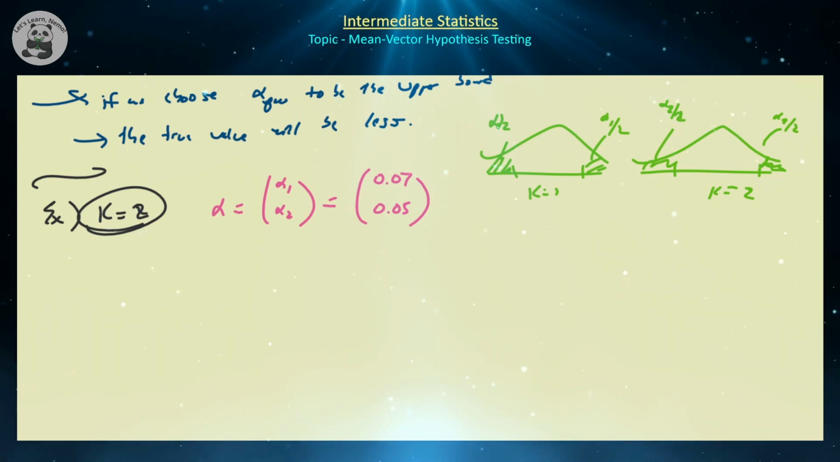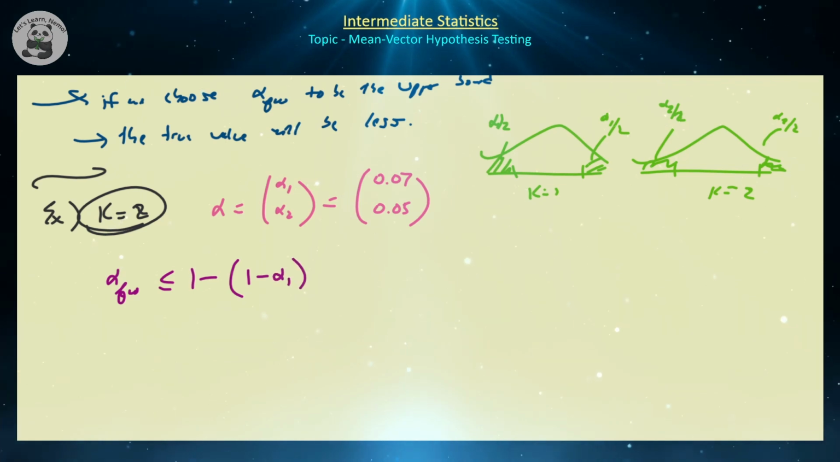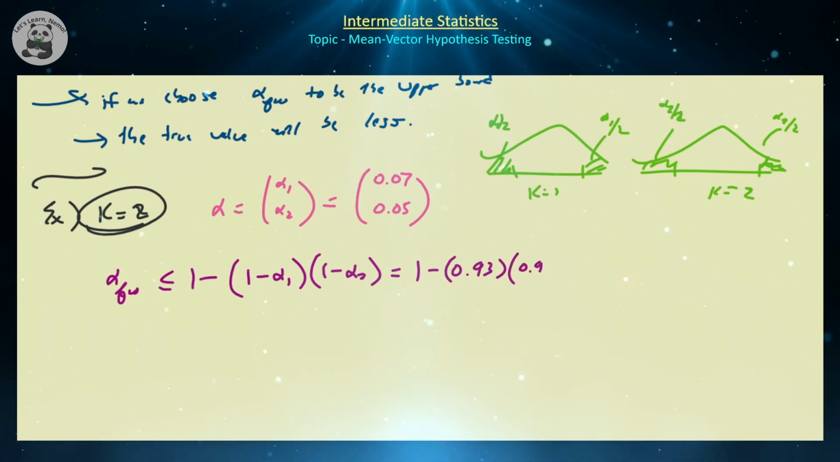So what we're going to do is inflate that alpha value and do a more conservative hypothesis test. We know that the family-wise alpha value is going to be less than or equal to 1 minus the product of 1 minus alpha 1 and 1 minus alpha 2, which in this case is going to be equal to 1 minus 0.93 times 0.95, right? So in some sense, this value is what we call the family-wise confidence value, right?